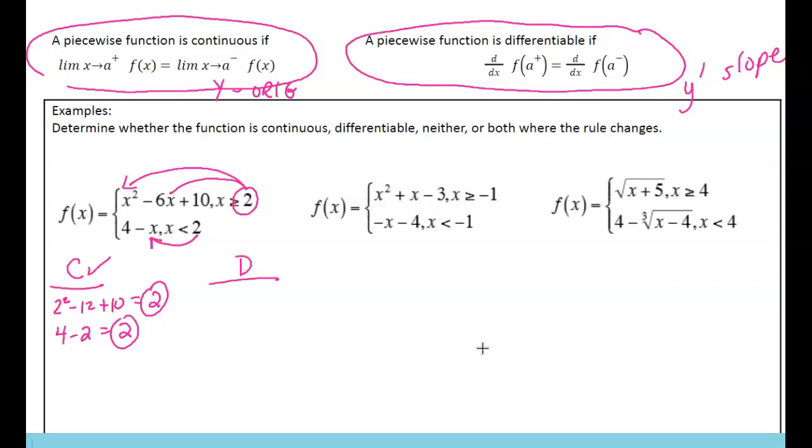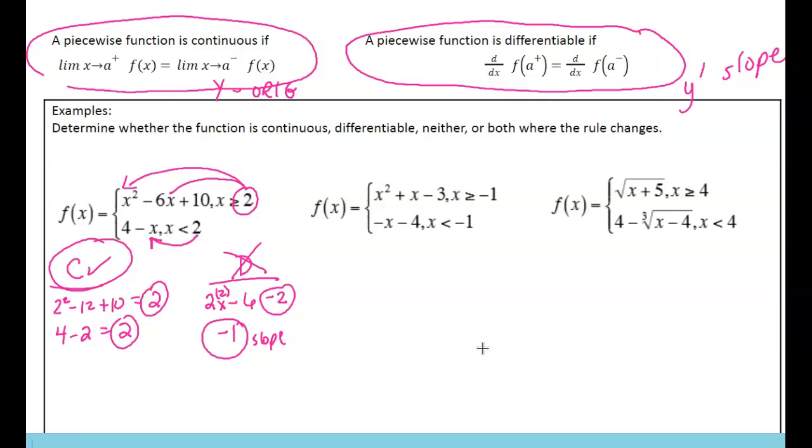So for differentiable, we want to take the derivatives. We get 2x minus 6, and we get negative 1. So on the bottom part, this is my slope, and it's the slope when x equals 2. So if I substitute 4, I get 4 minus 2, which is negative 2. So no. So all we know is it's continuous. All right.